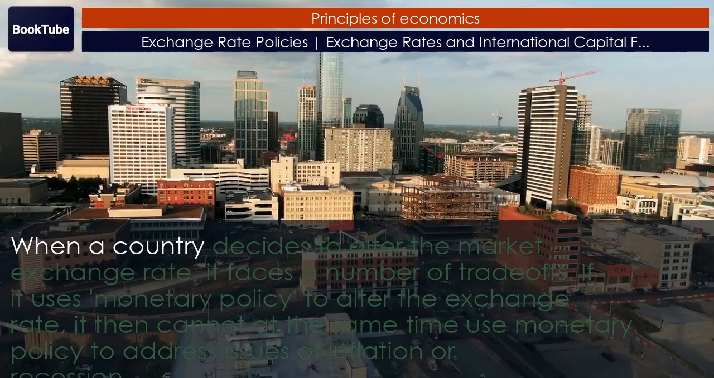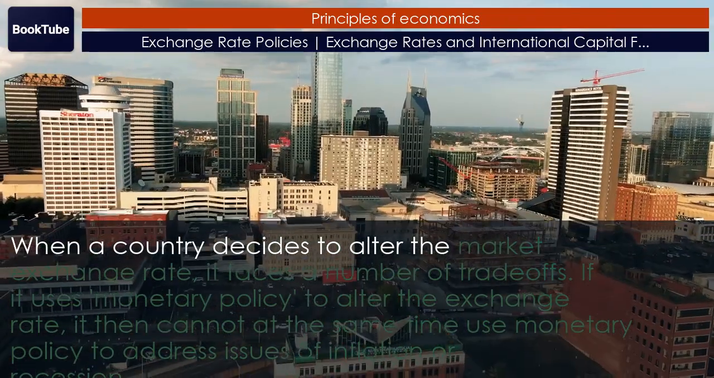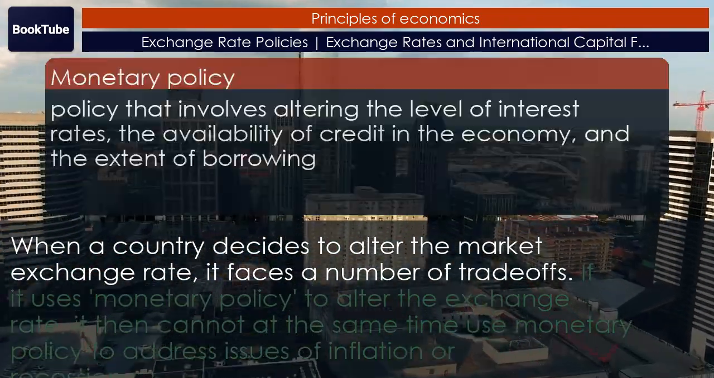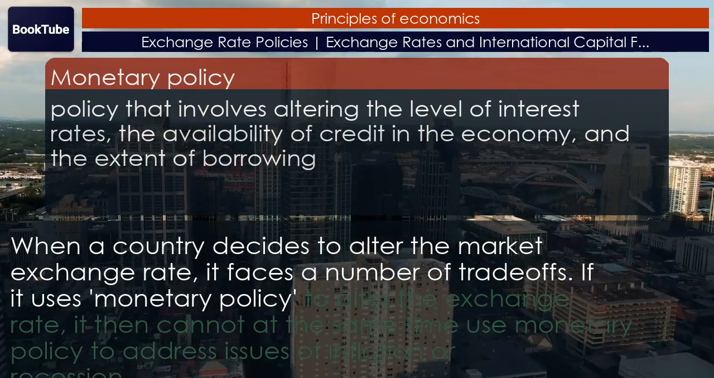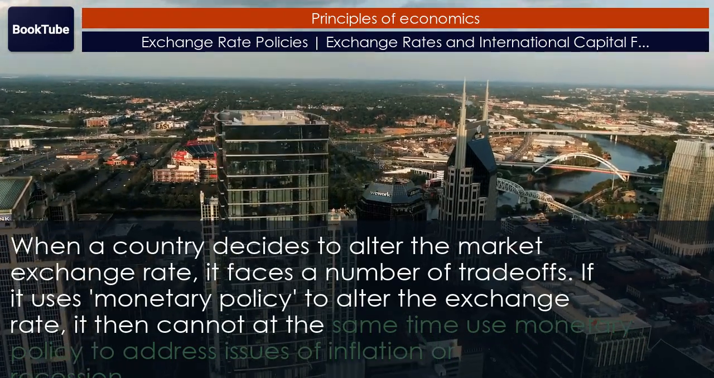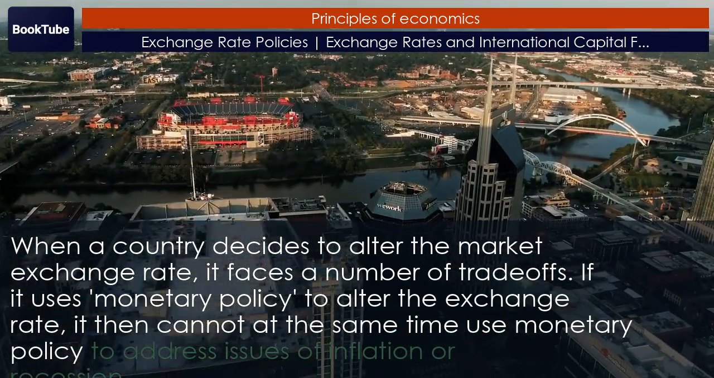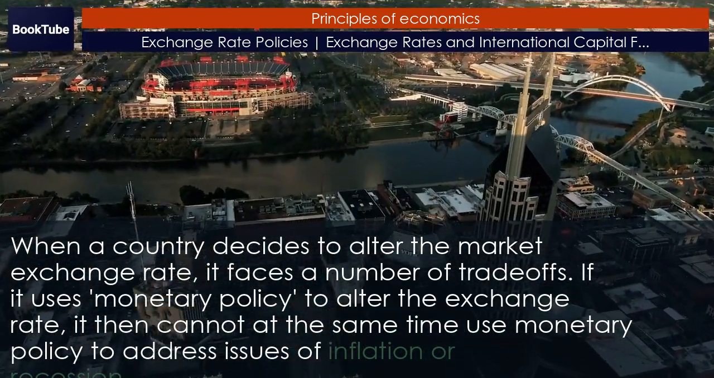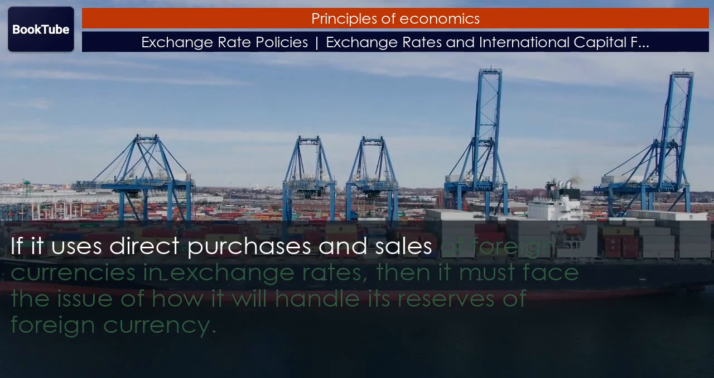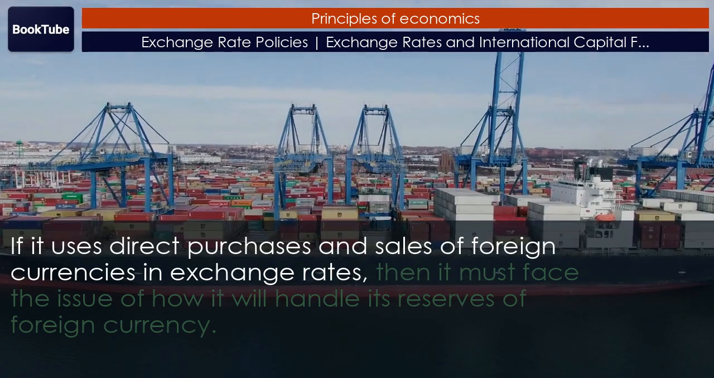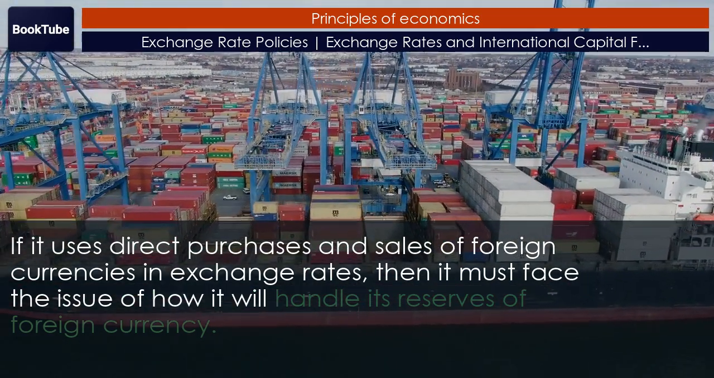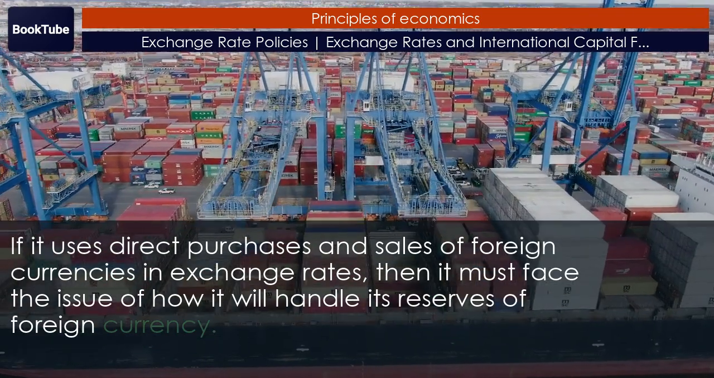When a country decides to alter the market exchange rate, it faces a number of trade-offs. If it uses monetary policy to alter the exchange rate, it then cannot at the same time use monetary policy to address issues of inflation or recession. If it uses direct purchases and sales of foreign currencies in exchange rates, then it must face the issue of how it will handle its reserves of foreign currency.